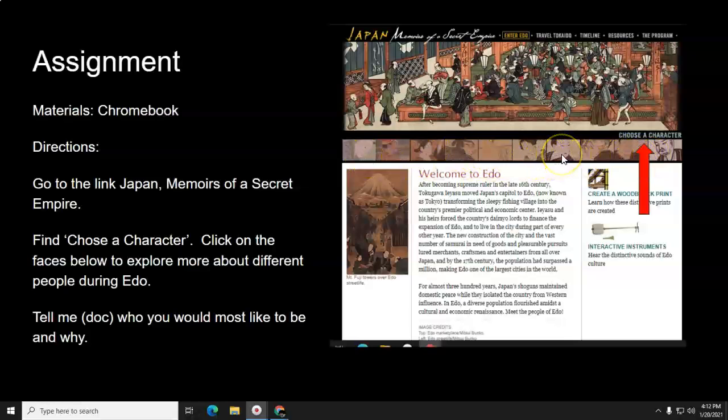So kind of explore them, read about them, and then tell me, and it can just be a couple of sentences, if you had to be one, what would you be and why? Okay? And remember, a lot of these were not gender specific. You could be a female samurai. You could be a male geisha, entertainer. It just depends on what you want.